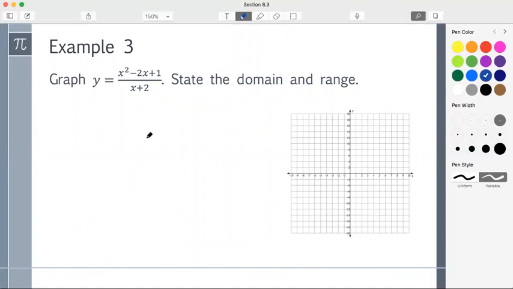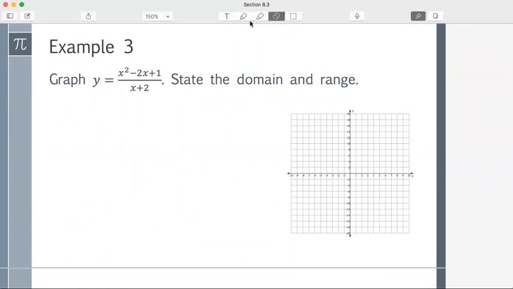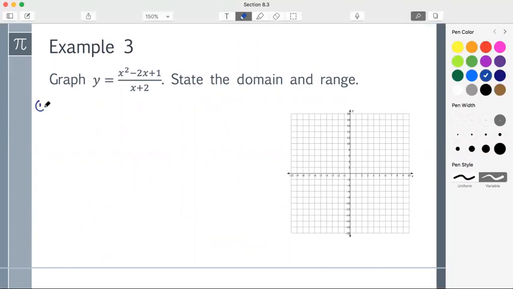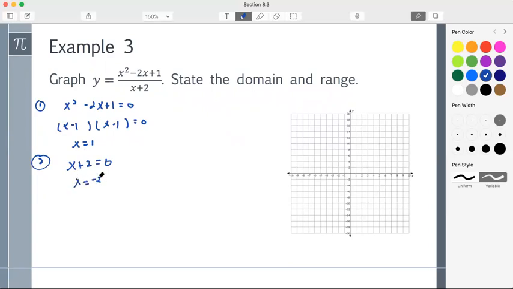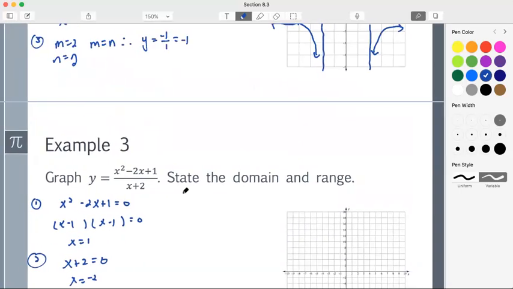So what you want to do always, step 1, let me erase that stray mark. Okay, step 1, you want to always set the numerator equal to 0. This is going to find the x-intercepts. So we can factor. When we factor this, we get x minus 1, x minus 1. So we have x equals 1. Number 2, we want to go ahead and set the denominator equal to 0. x equals -2.